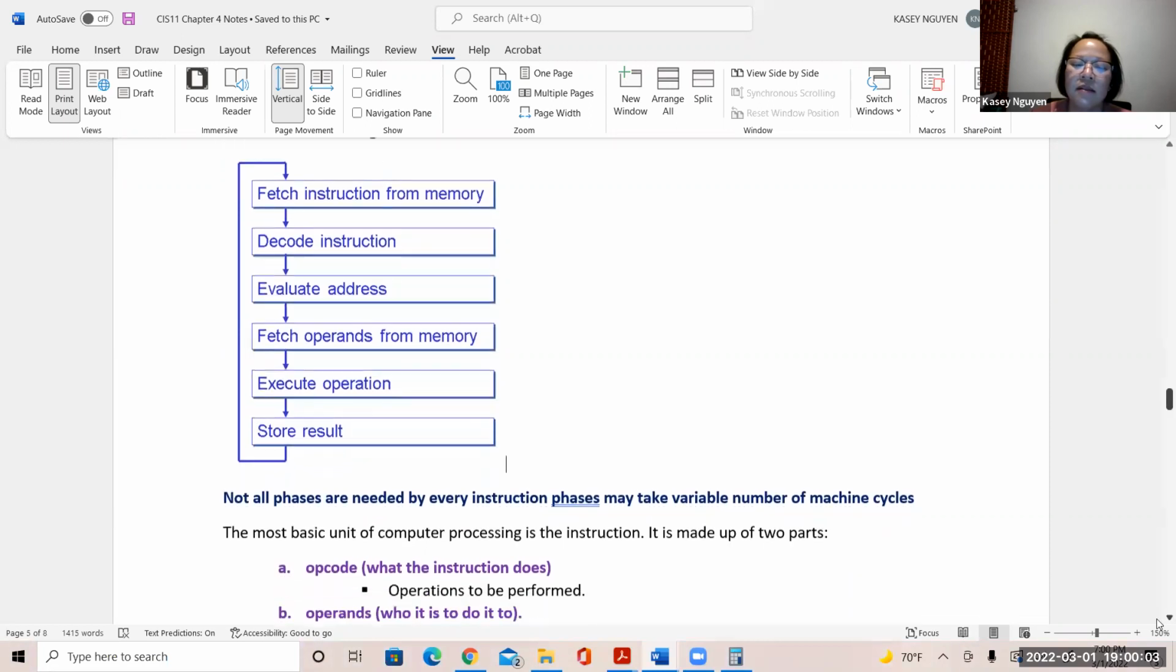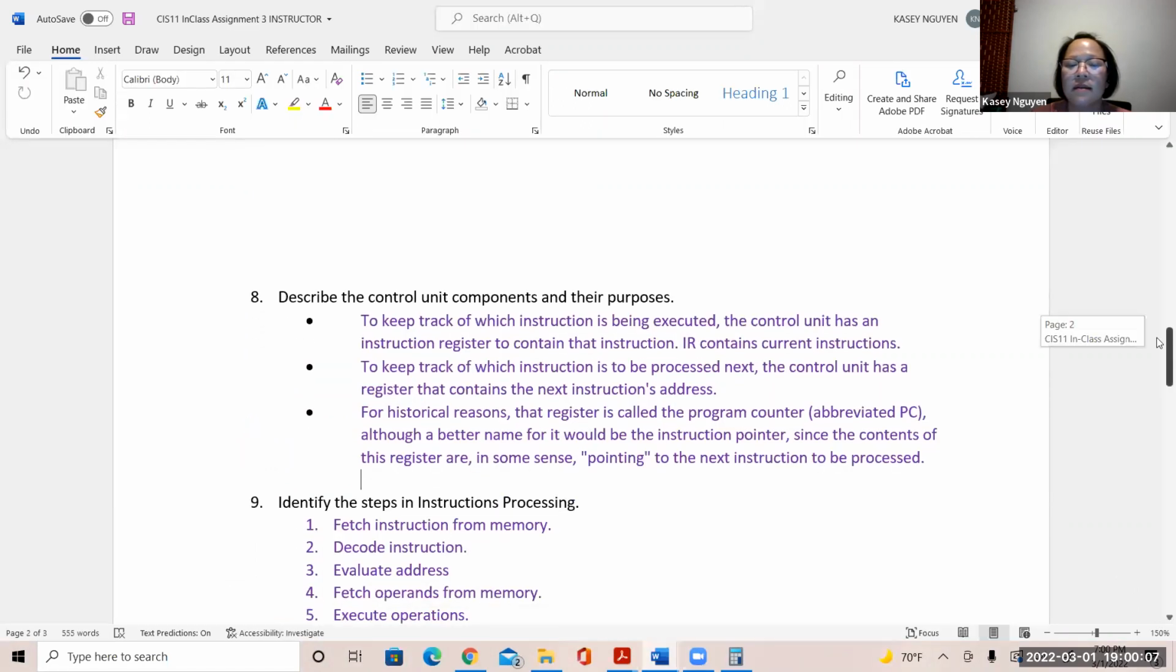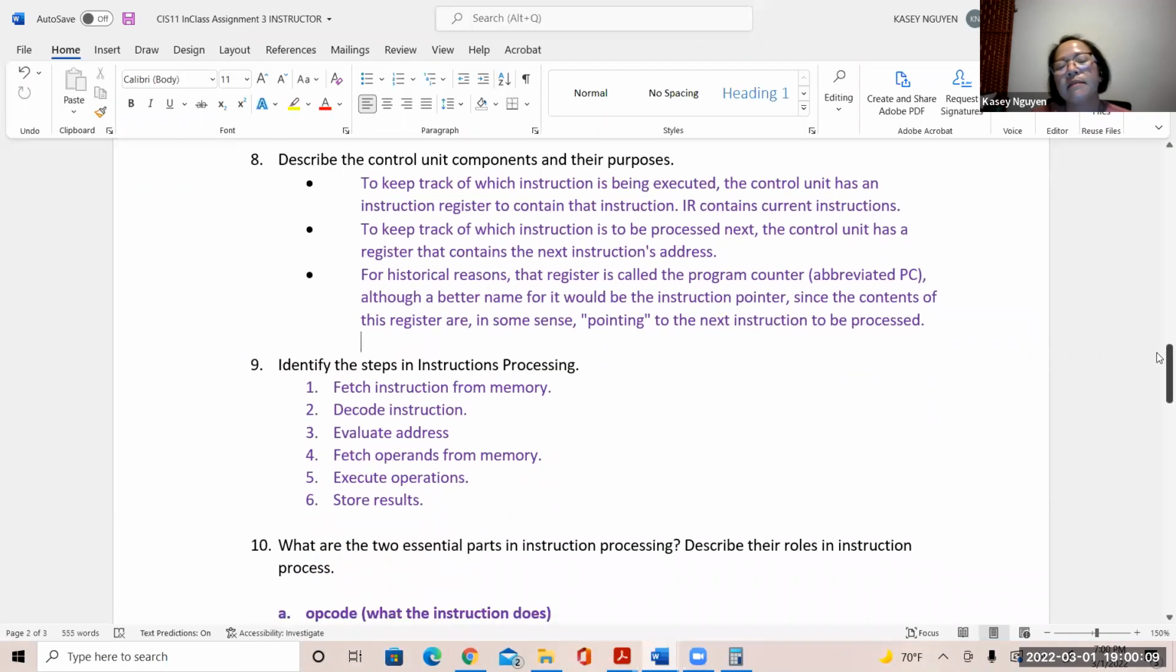All right, so with that, we can answer the next one. Number 9. For instruction processing, the 6 steps we need to know are: fetch instruction from memory, decode instruction, evaluate address, fetch operands from memory, execute operations, and lastly, store results.